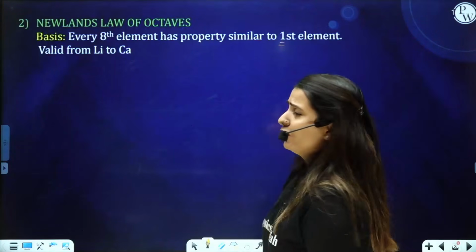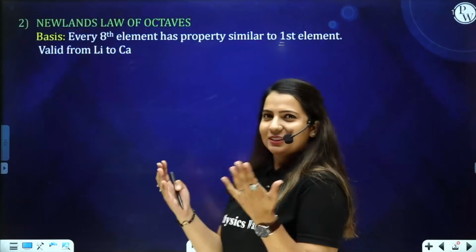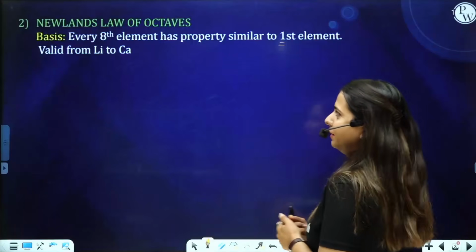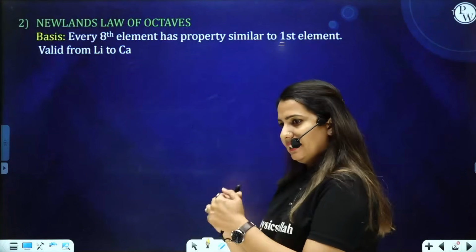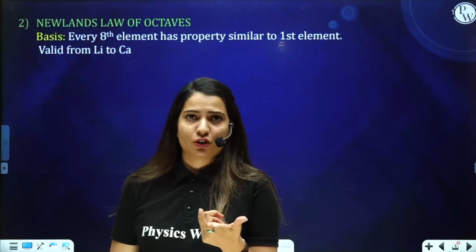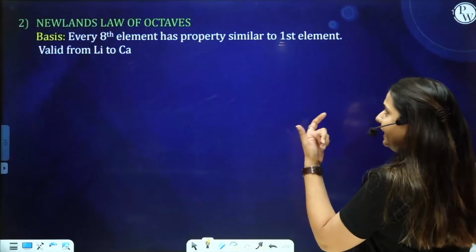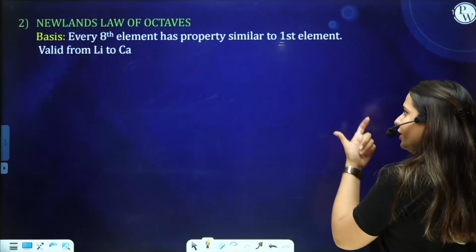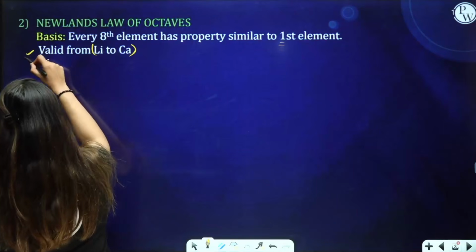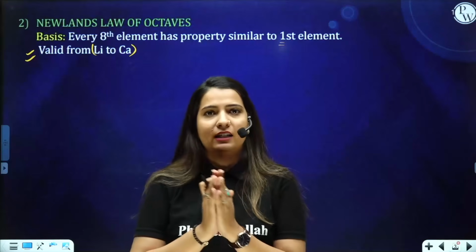So we have Newlands' law of octaves. You know, we have heard Sa Re Ga Ma. Here also we have to do the Sa Re Ga Ma. First of all, we should have the basis. The basis was the same, increasing atomic mass. But there is a property associated with Newlands' law of octaves. Every eighth element has properties similar to the first element, and this is valid from lithium to calcium. Okay, this is valid only from lithium to calcium. This was the basis of selection of Newlands' law of octaves.